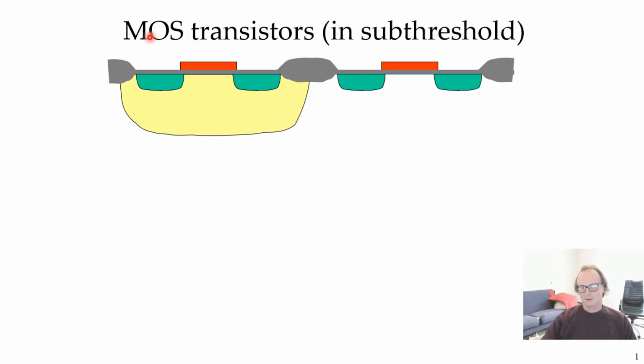And in this second lecture, we're going to talk about metal oxide semiconductor transistors in sub-threshold operation. That means weak inversion, where the current will flow by diffusion from the source to the drain of the transistors as a kind of a gas of electrons flowing right along the surface interface. But we have quite a bit of stuff to do.